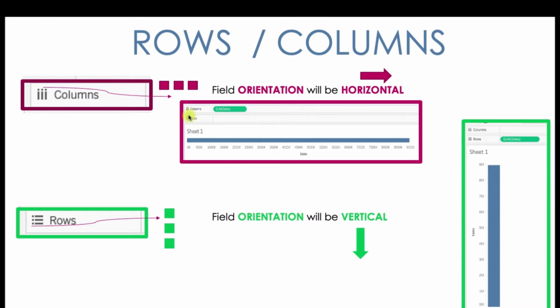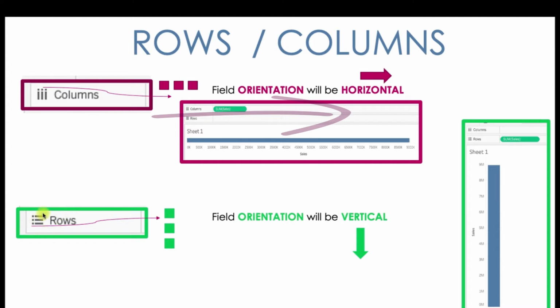Now if you see here, the columns, when I say columns, there are small squares. If you can see here, I've just zoomed in. These small squares appear like this. Now these small squares basically determine the orientation of your field. This is the horizontal orientation. So when I place any field over here, say sum of sales is placed on columns, its orientation will be horizontal. So it's running horizontally.